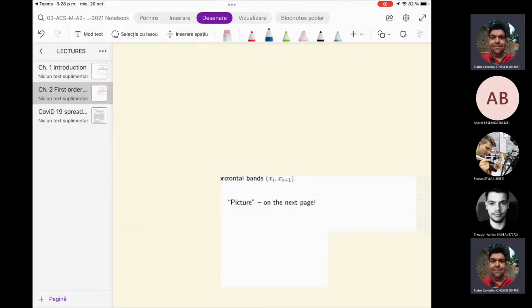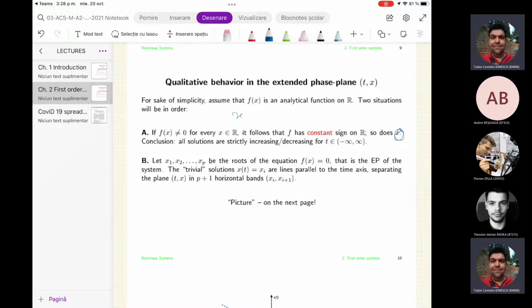So again, I'll start again. We are at this point where we study the qualitative behavior in the extended phase plane. So we look at x as a function of t. This is defined on R, valued in R. And if x prime of t is always negative, then x of t is always monotonously decreasing. So it never cuts the horizontal axis.